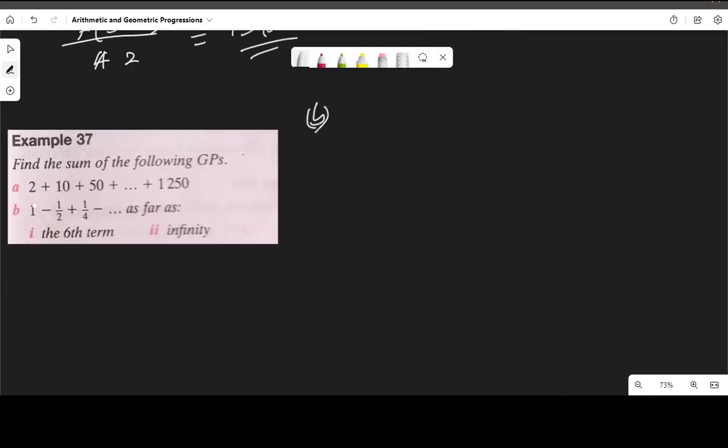For the B part, A is equal to 1, and then the common ratio R is negative half, which is the second term divided by 1. Negative half divided by 1 is still negative half. But this one, they want us to find the sum as far as 1, the system, and 2, the infinity. So we need to find the system and then the sum to infinity.